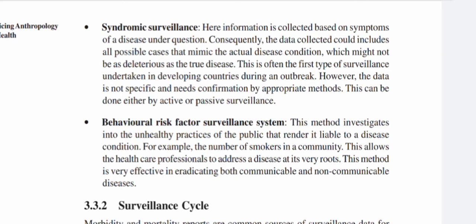Behavioral risk factor surveillance system. This method investigates the unhealthy practices of the public that render it liable to a disease condition, for example, the number of smokers in the community. This allows the healthcare professional to address a disease at its very roots. This method is very effective in eradicating both communicable and non-communicable diseases.